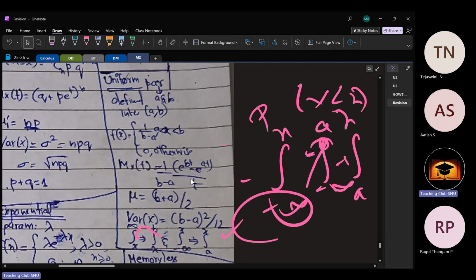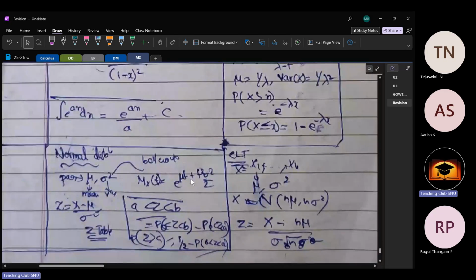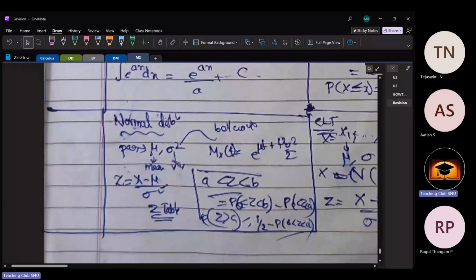Next, normal distribution and CLT. In normal distribution, you will have a nice bell curve. The parameters are mean and variance. The standard normal variable Z is given by (X minus mu) by sigma, where mu is the mean and sigma is the standard deviation.